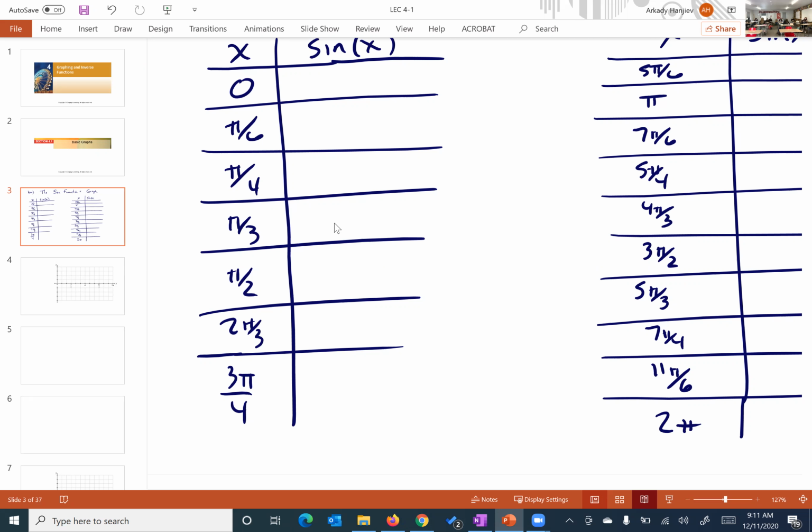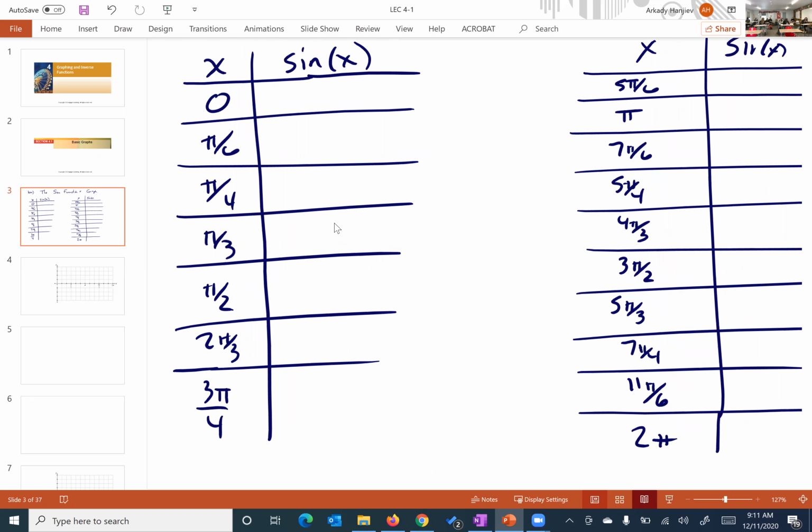Nicholas, I'm going to get you to the next table here. So 5 pi over 6. Grant, you have sine of pi. Adrian, sine of 7 pi over 6. And Zechariah, you got a 5 pi over 4 on your hands. So just give me those values, and we're going to try to go in order.